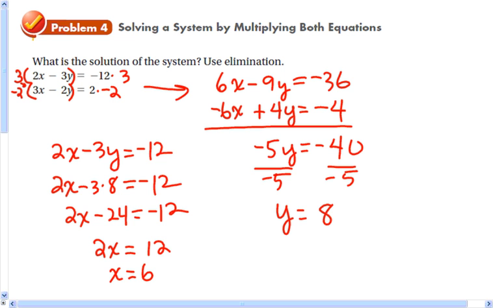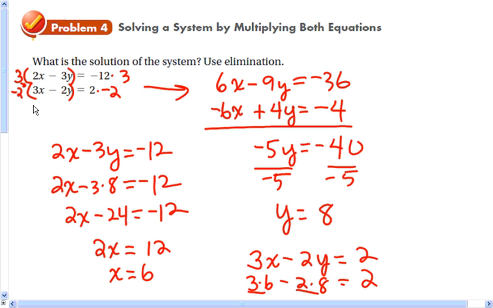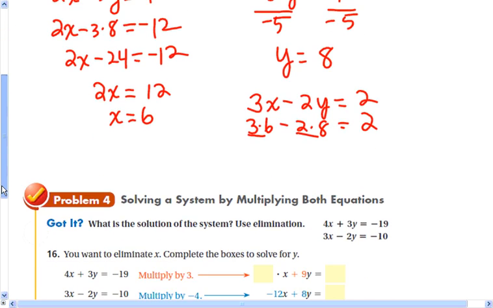Now I'm going to check to make sure that works in the second equation, which is 3x minus 2y equals 2. So 3 times 6 minus 2 times 8 should equal 2. 3 times 6 is 18, and 2 times 8 is 16. 18 minus 16 is 2. So that's good. All right.